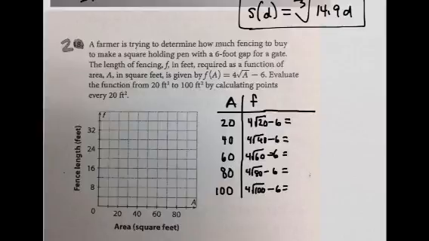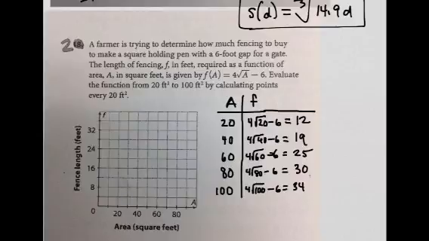When you do the first one, you get 11.8885, but we're going to round it off to 12. For 40, we're going to have 19. For 60, it's 24.98, so we're going to put 25. For 80, it's going to be 29.777, so we're going to put 30. And then for the last one, you don't even need a calculator. Square root of 100 is 10. 10 times 4 is 40. 40 minus 6 is 34.